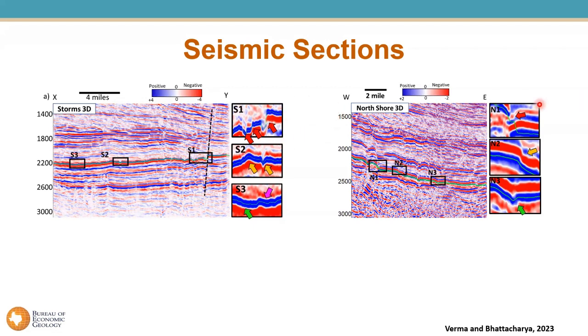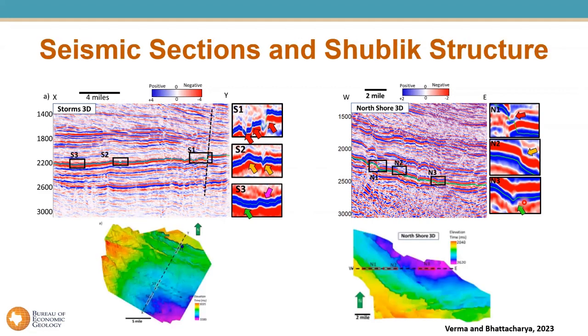For S1 and N1, we can see some offsets right there. For S2 and N2, we see a gentle flexure right here or even here. But for S3, from these amplitude sections, we don't really see any visible flexure or offset. That was interesting, and so we looked at the time structure maps of the Shublik horizon, around 2200 milliseconds. We tracked this, and then we mapped it.